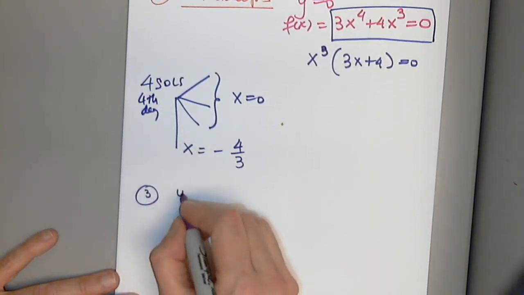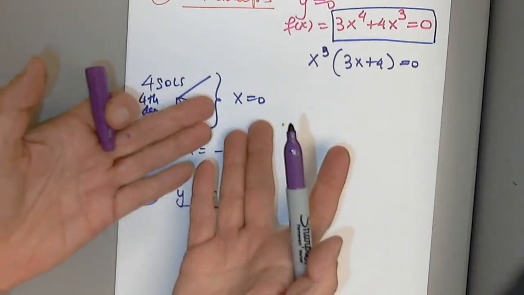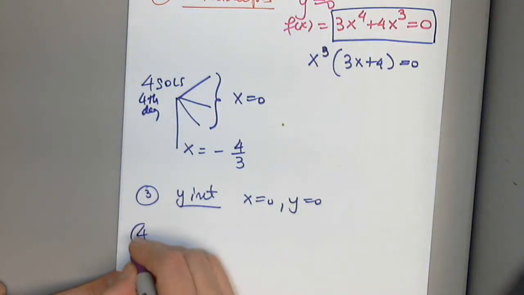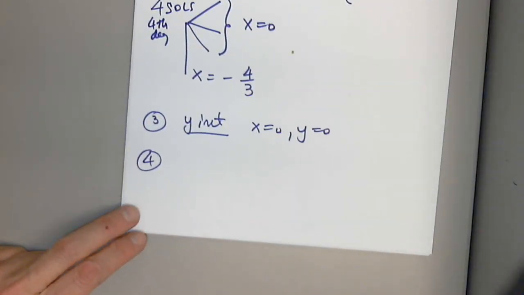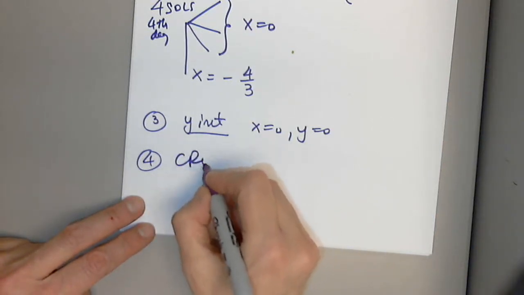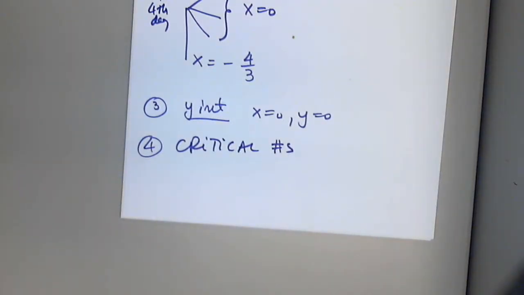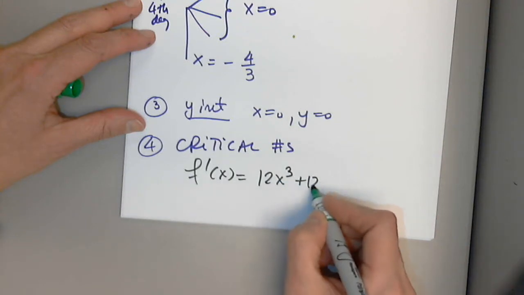Step number 3, y-intercept. In this case it is redundant because I have to make x equals 0 and I get the same thing, y equals 0. Step number 4. Critical numbers. How do I find the critical numbers of a function? Very good. F prime of x equals 12x to the third plus 12x squared.